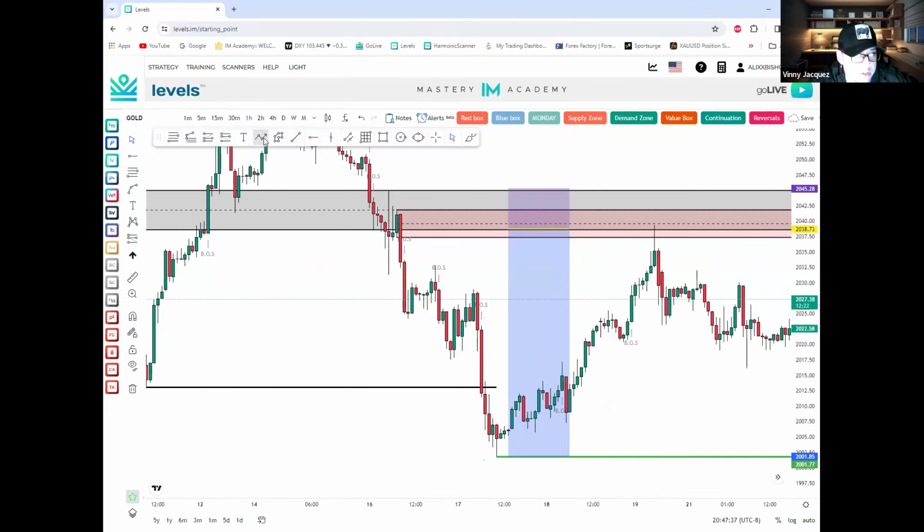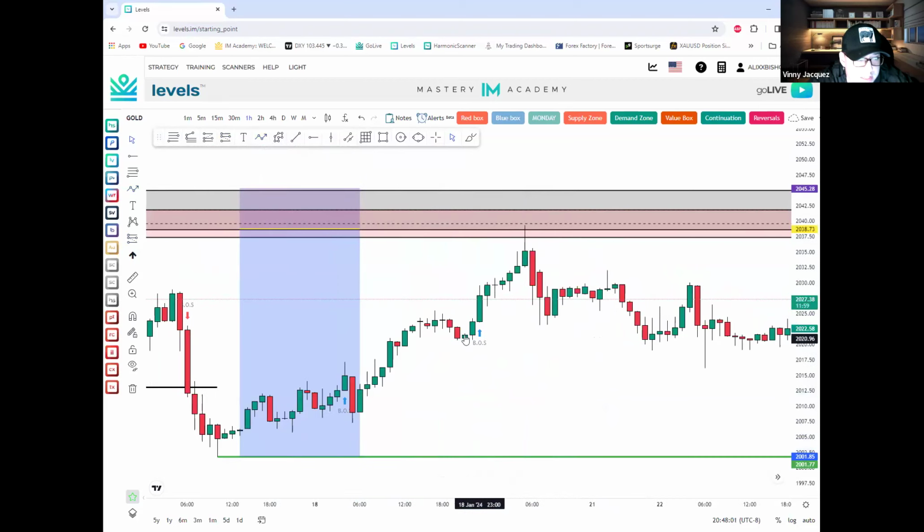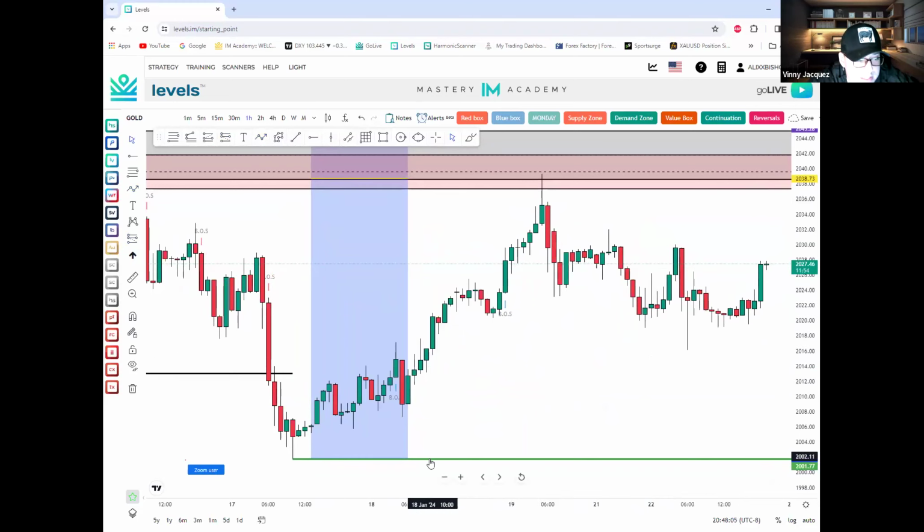Now let's just look at market structure. As market structure comes up, we get some trend line liquidity and it gives us some support in this area. So we can use this right here. Now as market comes up, notice how we get a pullback. Boom. And Levels is actually letting us know we got a starting point right here. Market touches our sell zone. So this right here is the closest pullback to my sell zone. So this is mandatory.